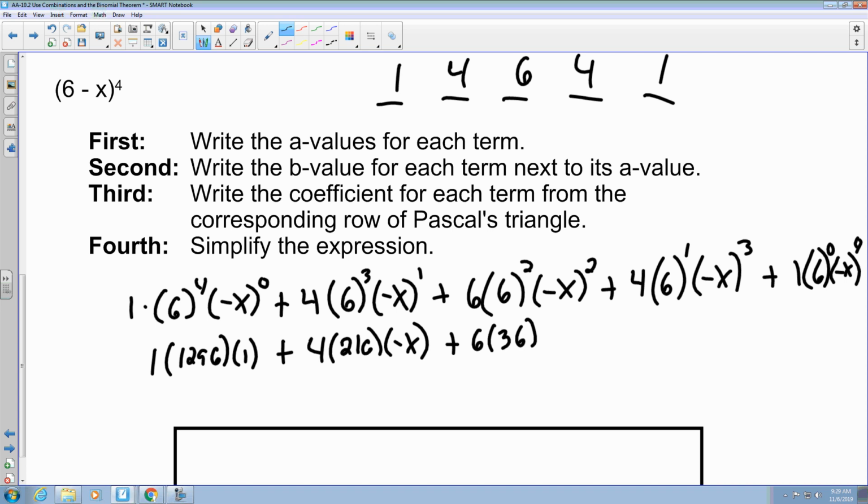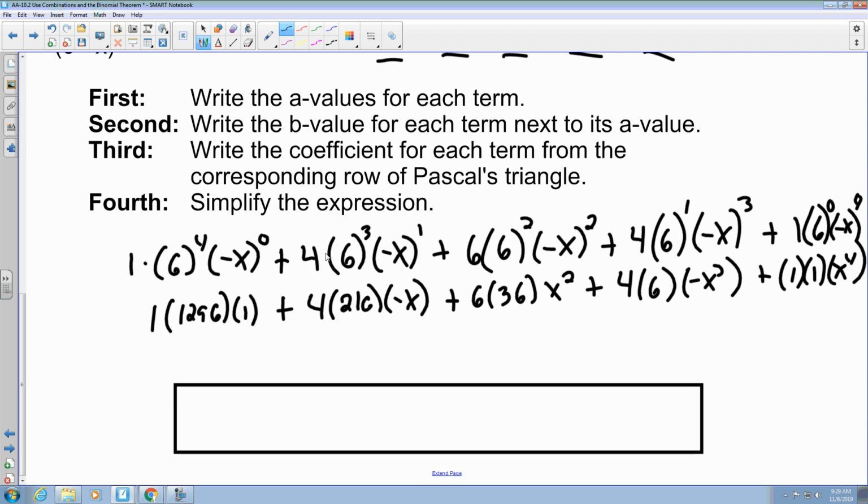And then we got negative. So now this is going to be positive x squared here. Plus this is just 4 times 6. And then this is negative x cubed. And then this is going to be plus 1 times 1 times x to the fourth, because it'll be positive.